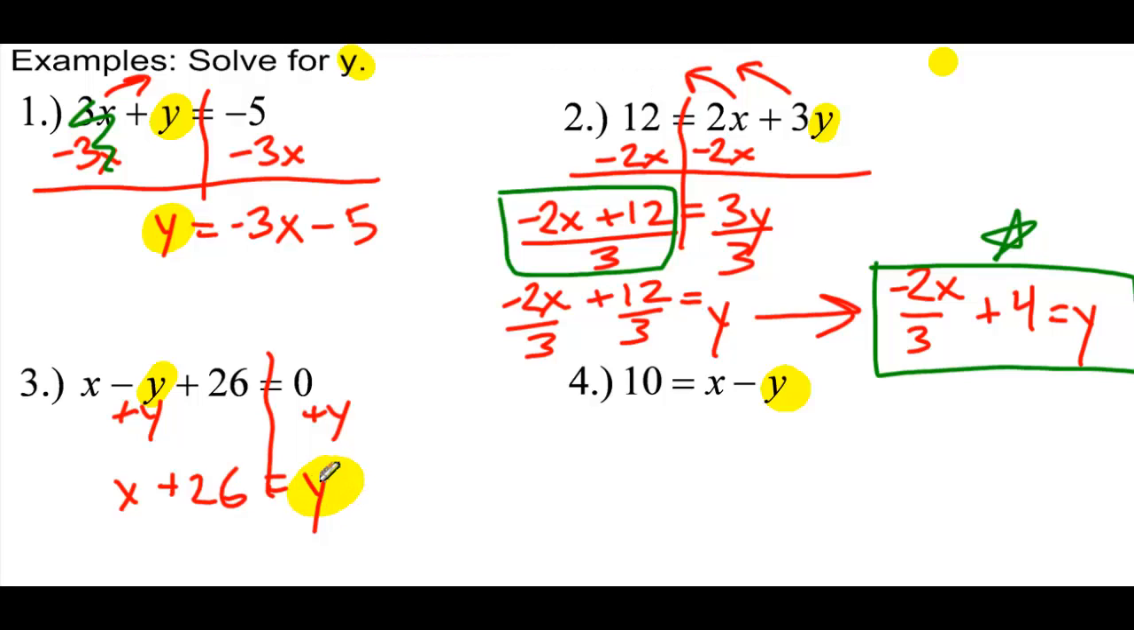Even though y is on the right-hand side, it doesn't matter what side it's on. You're just going to have 2 separate sides. So y is equal to x plus 26. So that one is done. All right, so let's take a look at this last example here.